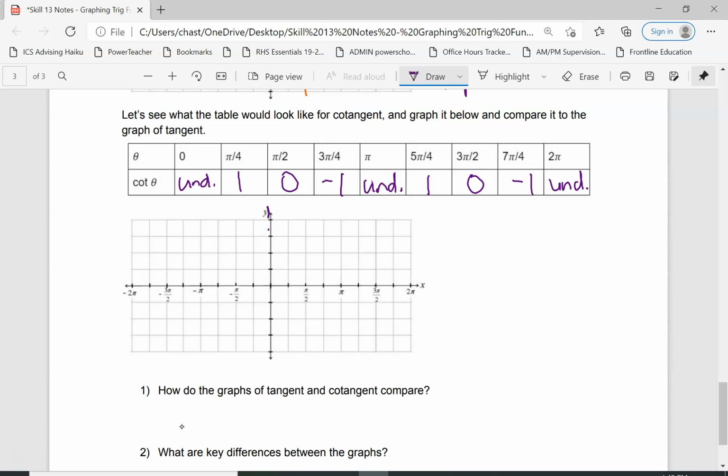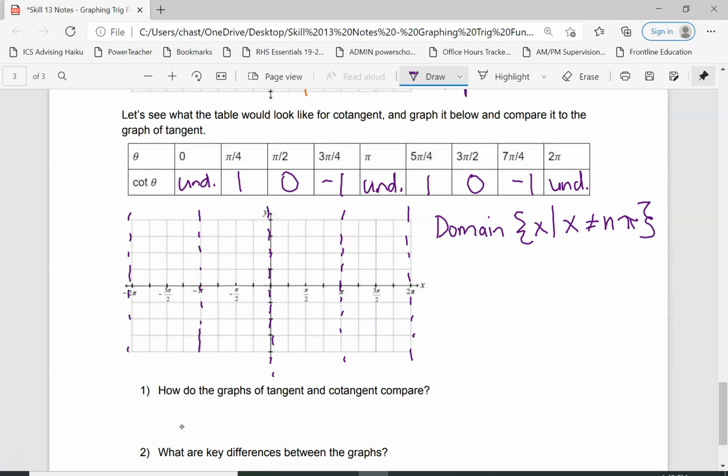At 0, we have an asymptote. I'm going to get all my asymptotes. We have them at pi and 2 pi. Noticing the intervals here, we'll talk about this right now. Our domain is x values such that x cannot equal n pi. So multiples of pi. So we'd have another one over here and at negative 2 pi.